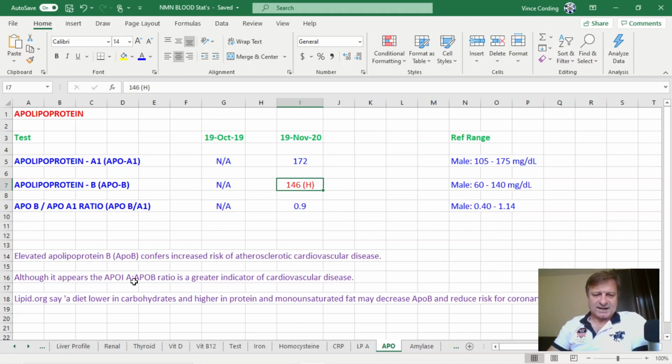It also appears that the ratio of APO A and B is a greater indicator of cardiovascular disease. And my ratio is 0.9, and that's well within the range. So the one that shows you the greatest indicator of cardiovascular disease, I'm within the range there. So again, I'm happy with that. And as I say, if you think I'm really missing the mark by saying that, then please let me know in the comments below.